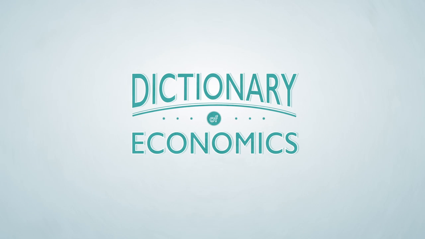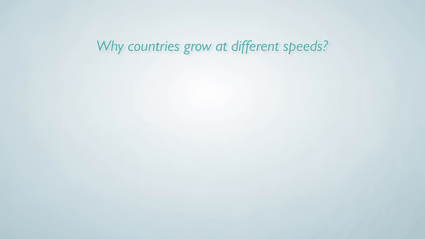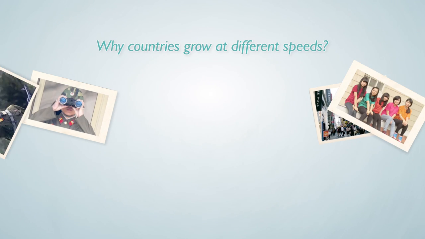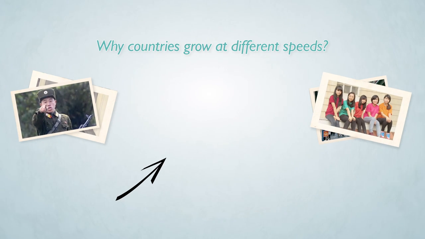Check out our practice questions to test your skills on the rule of 70. Or, if you're curious to learn more about why countries grow at such different speeds, let's start with one of the most extreme examples on the planet, North and South Korea. Click to understand why.